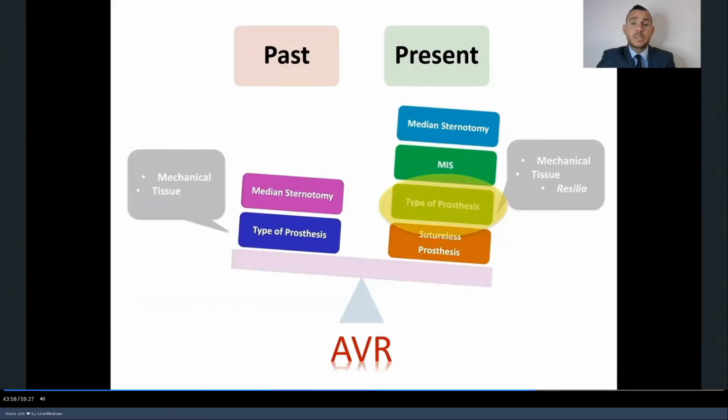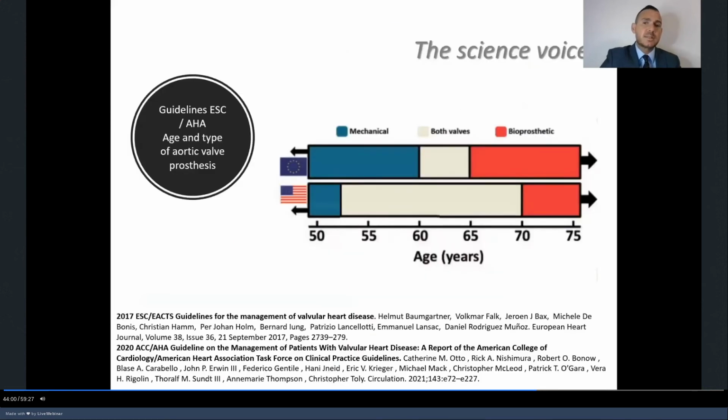Another important aspect is the different type of prosthesis. In the past, the decision making was pretty straightforward, with guidelines recommending mechanical prosthesis in patients younger than 65 years old, and biological prosthesis in patients older than 65 years old. But things have changed over the years to respond to the patient's need. And what has been introduced in the guidelines is the so-called gray area, where basically either prosthesis, mechanical or biological, is acceptable.